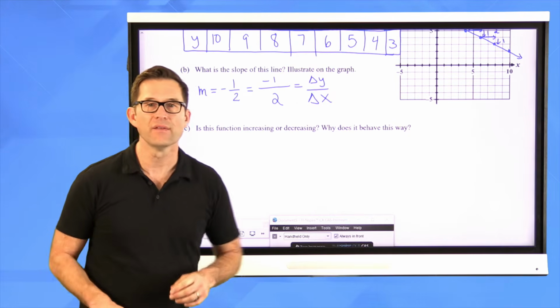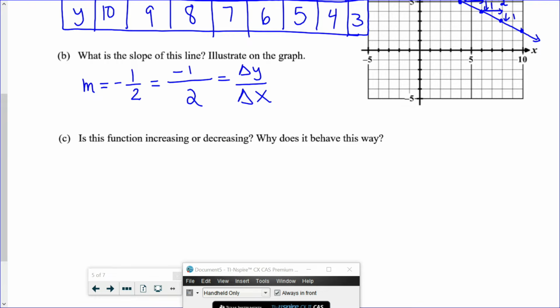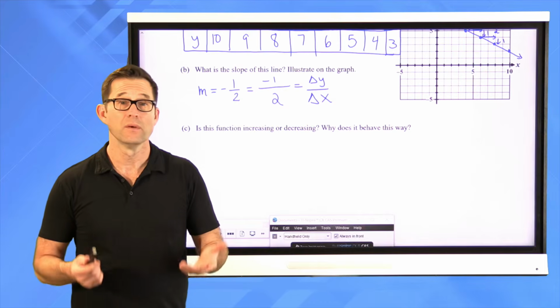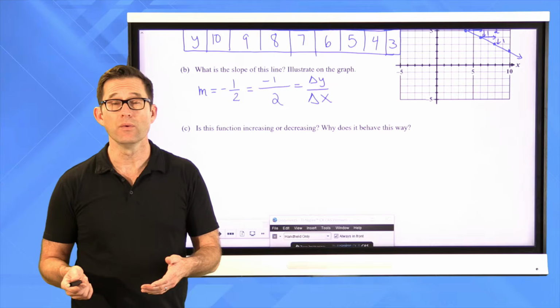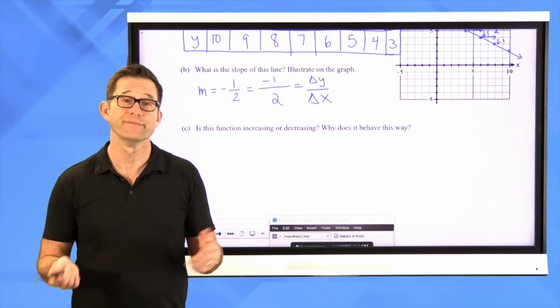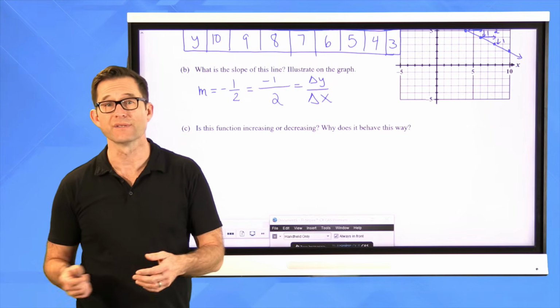Letter C, this should be pretty obvious. Is this function increasing or decreasing? Why does it behave this way? Okay, write down what you think. Is it increasing or decreasing, number 1? And number 2, why is it either the increasing or the decreasing? Pause the video now.